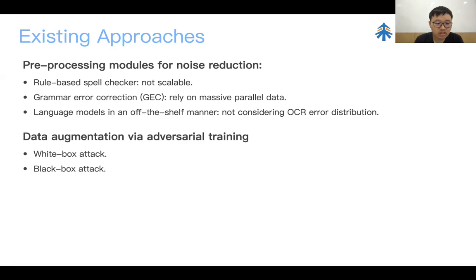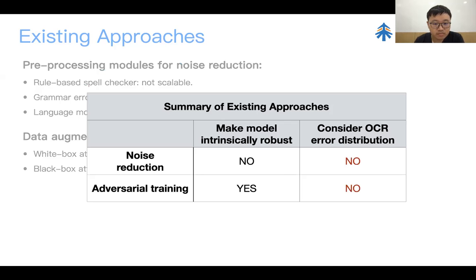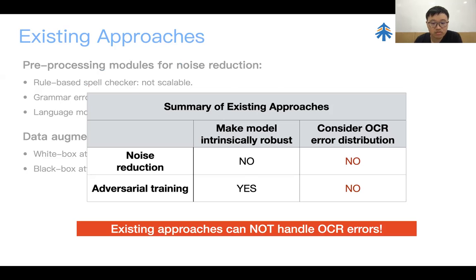The second direction is that people do data augmentation through adversarial training. Adversarial training is quite popular nowadays, and people can do white box attacks or black box attacks. Basically, people want to find which word in the sentence should be attacked. So here is a brief comparison of the existing approaches. Apparently, both standard approaches don't consider the OCR error distributions. So that's kind of the reality.